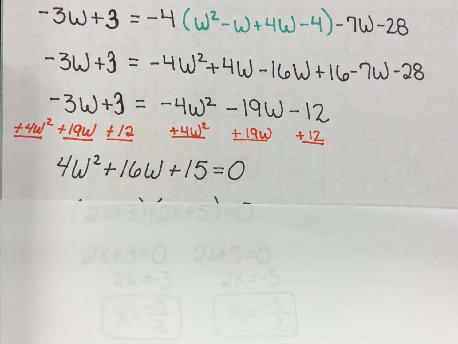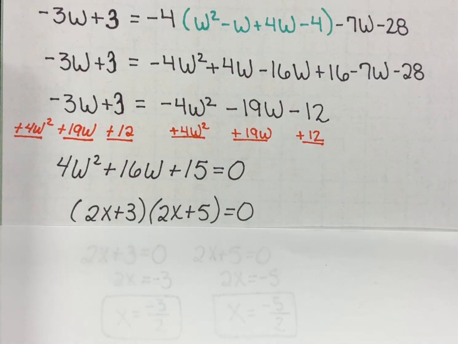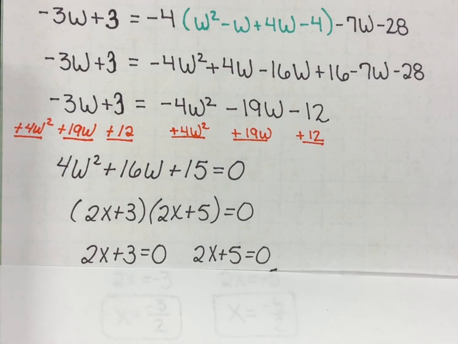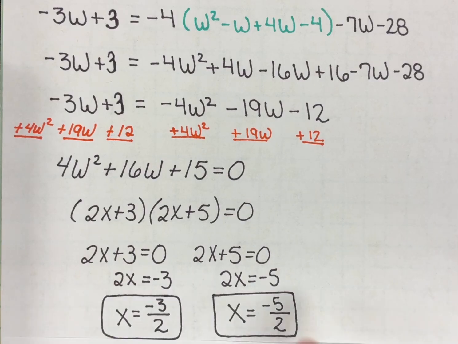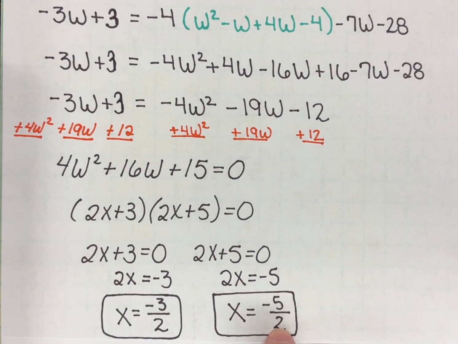Next, we want to factor, then set each factor equal to 0 to solve. Let's subtract 3 and then subtract 5. So I've subtracted 3 to both sides, then divide by 2. I had subtracted 5 divided by 2, so these two are my answers.